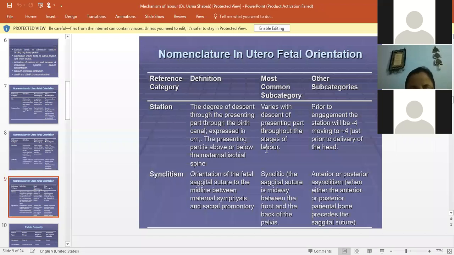Asynclitism is the orientation of the fetal sagittal suture to the midline between the maternal pelvis and the sacral promontory. This may be anterior or posterior. There might be anterior or posterior asynclitism.